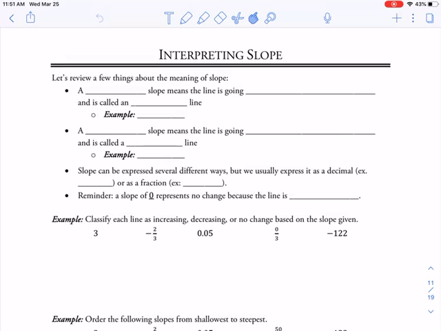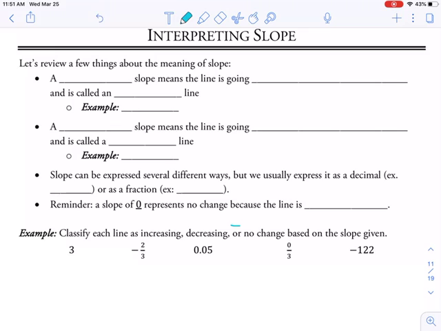All right, so let's do a couple bullet points here about the meaning of slope. So just a little bit of a review. You might have remembered this already, and we have talked about this a little bit, but if you didn't remember, here's your time to learn it. Okay, so the first thing we want to look at is a positive slope. And a positive slope means that the line is going up and to the right. And we call this an increasing line.